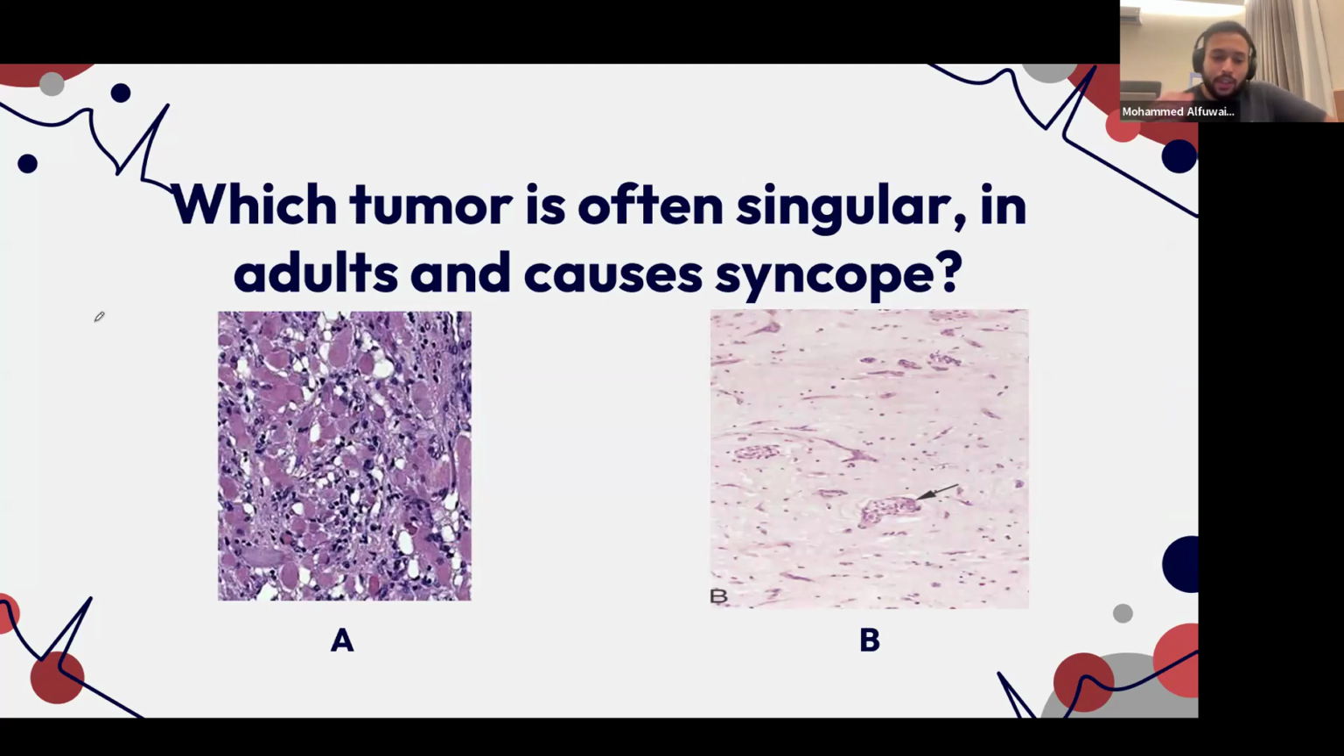These two tumors. Which one is often singular in adults and causes syncope? Myxoma, which is B. Excellent. So B happens typically in adults, typically involves which chamber of the heart? Left atrium, excellent. And it basically causes the ball-valve phenomenon, where it closes the mitral valve and it causes decrease in the ejection of the heart, and this causes syncope. Okay. This is the characteristic way that it's always described in every exam.